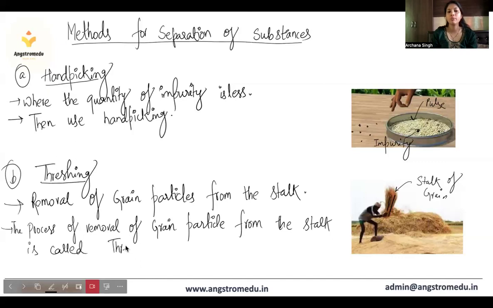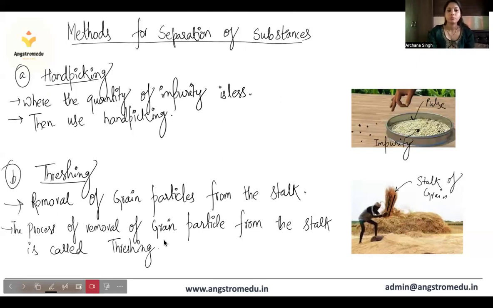Now here we are using bundles of things, right? We are not using less quantity. We are using bundles. In bundles, there will be a lot of grain particles. Fine. Till now, we read about two methods of separation. The first one is very easy, that is hand picking. The second one is threshing. In hand picking, you are just using your hand to pick out the impure materials because it is in less quantity. So it is very easy for you to do it. Next one is threshing. In threshing, we are removing grain particles from the stalk.